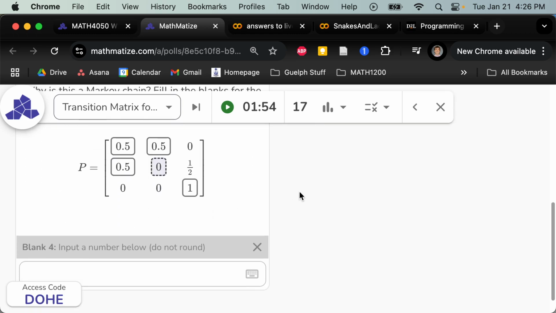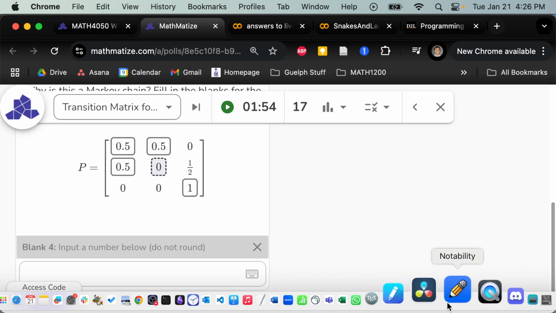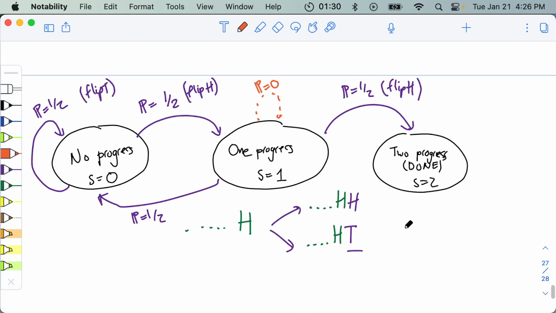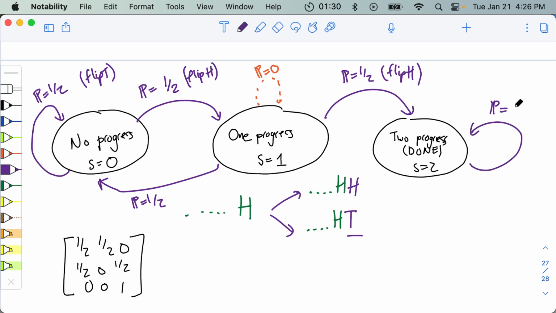Any questions or comments about that now that I've explained it? Okay, so this is what it looks like as a graph. And as a matrix, it is this matrix, right? 1 half, 1 half, 0, 1 half, 0, 1 half, and 0, 0, 1. Let's add that to our picture, right? If you're done, you just stay here forever. That's how we think of these terminal states where the game is sort of over, but we just stay there forever so that we can run it for some amount of time.